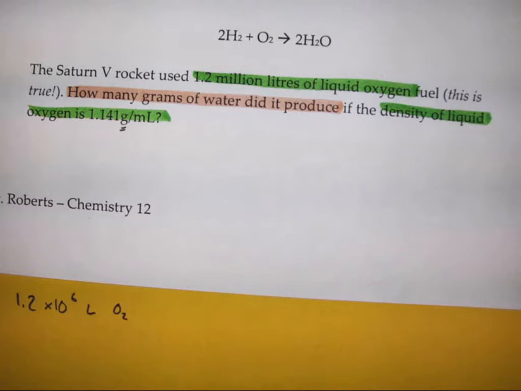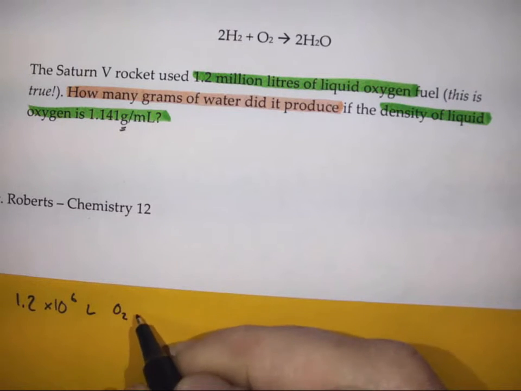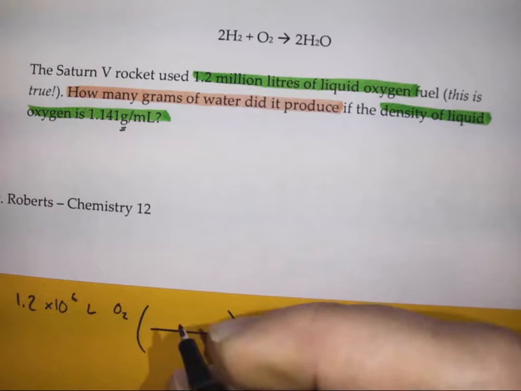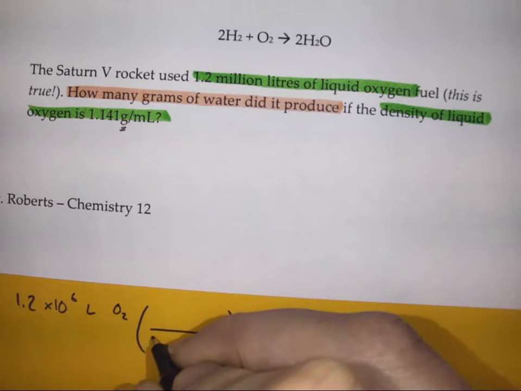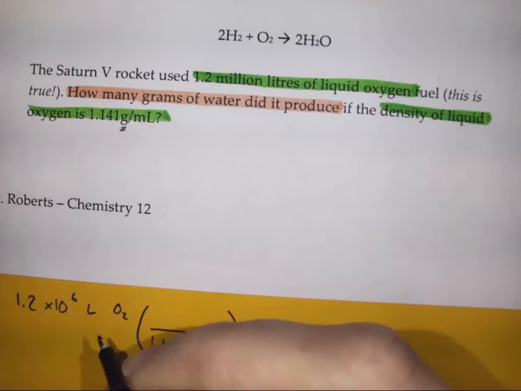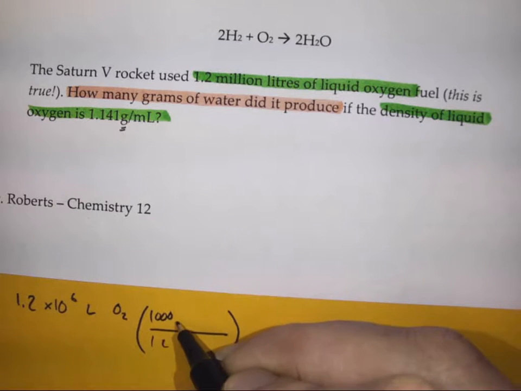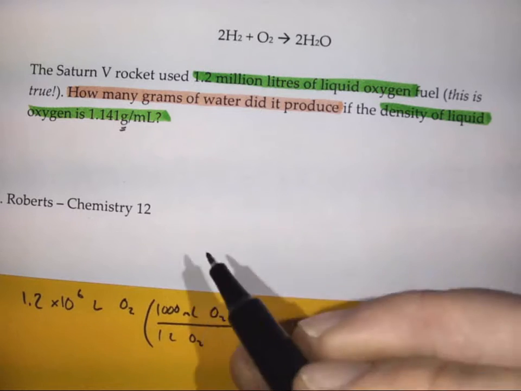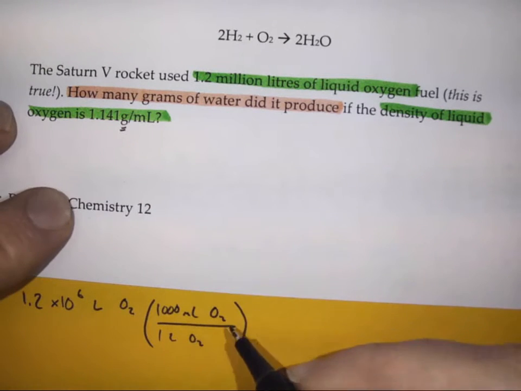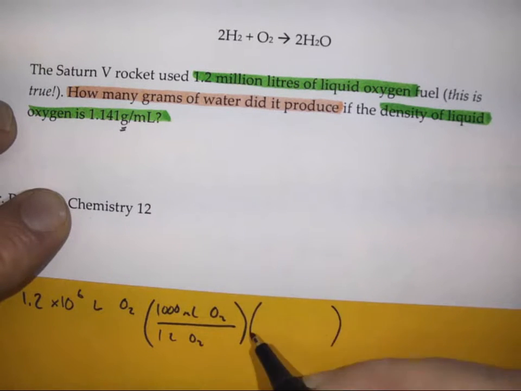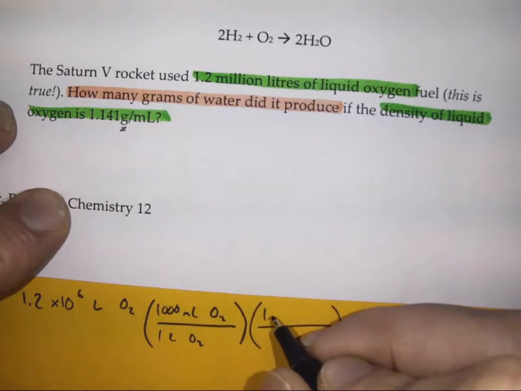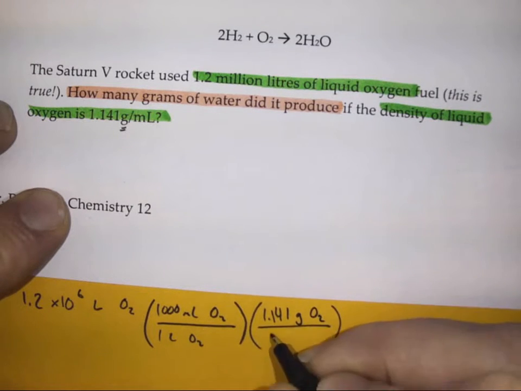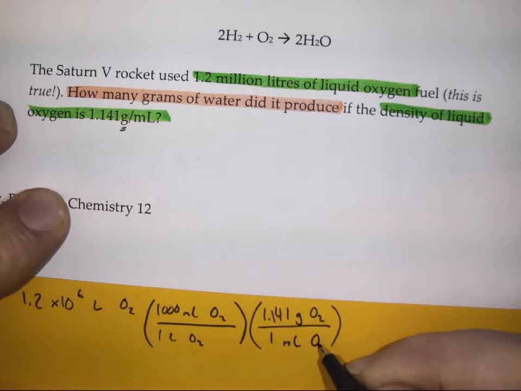But before I do that, I should probably turn this number of liters into a number of milliliters. So I know that 1 liter of oxygen is 1,000 milliliters of oxygen. And now I can use this density. I can convert it into a mass. It says 1.141 grams of oxygen for every 1 milliliter of oxygen.